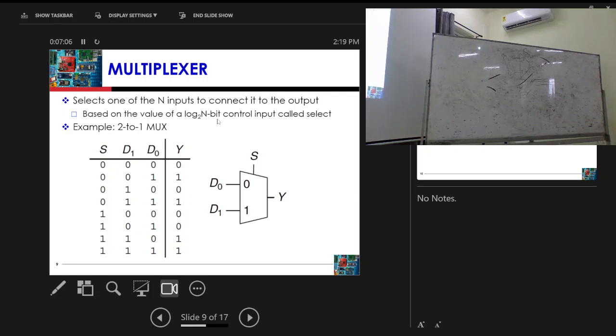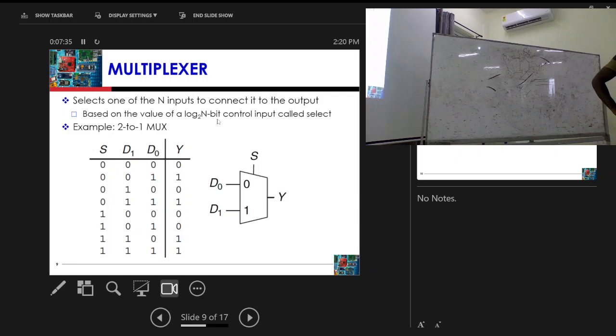So in case I have 4 inputs, right? D0, D1, D2, D3, right? What will be the number of bits for S? 2 bits, right? So 00, 01, 10, and 11. Very easy, right? So now let's study the truth table over here.